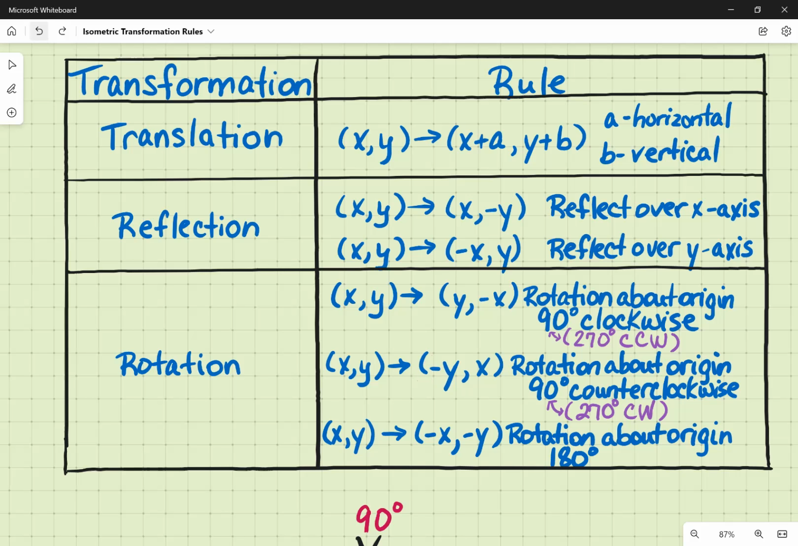If I'm rotating about the origin 180 degrees, well, let's think about that. I'm going to end up in the same place no matter if I go clockwise or counterclockwise. So I'm not going to rotate my X and my Y values. However, I am going to multiply both my X and my Y by -1.